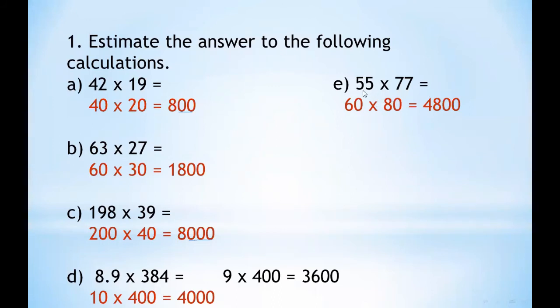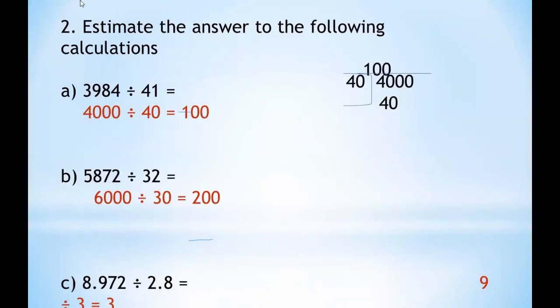Let's do this one. 55 rounded off to the nearest tens will be 60. 77 rounded off to the nearest tens will be 80. We know 6 8s are 48 and there are 2 zeros, you will copy that.